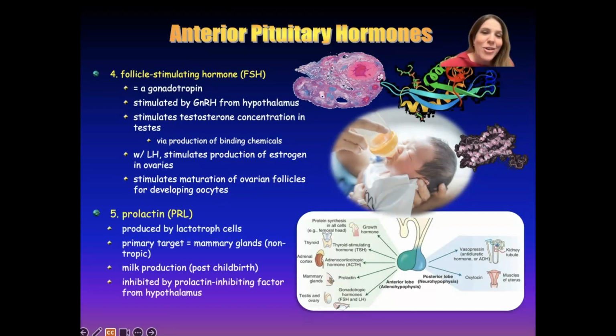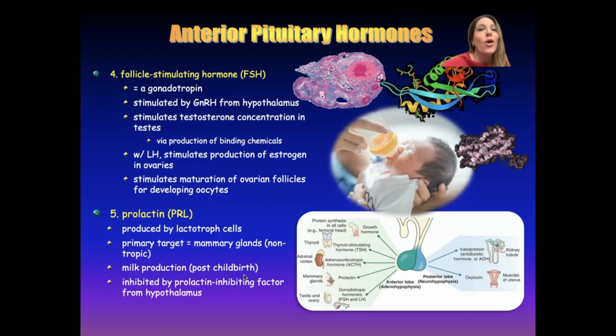Now, number 5 on our list is prolactin, PRL. And of course, as the name entails, prolactin promotes the production of milk. And specifically, it's going to do that by targeting the lactotroph cells of the mammary glands. So the mammary glands are the primary target of prolactin, and it is all about milk production. So it gets those mammary glands to produce milk.